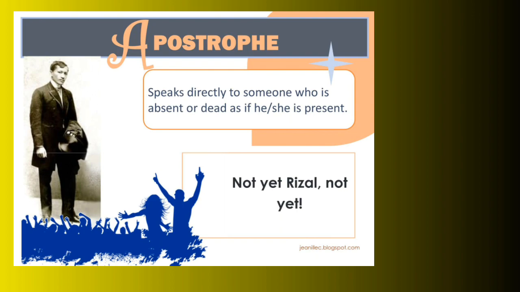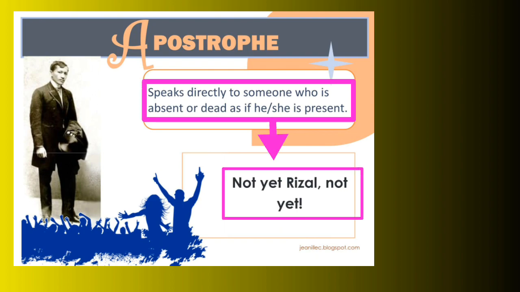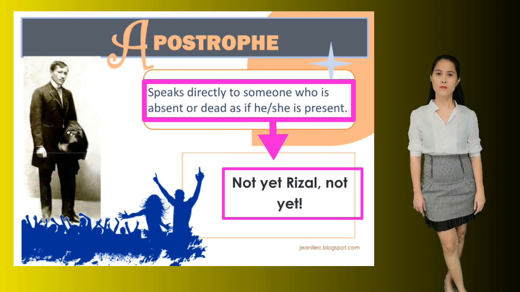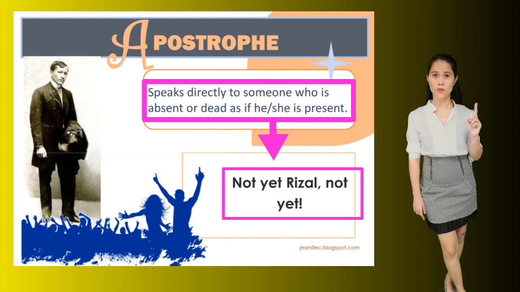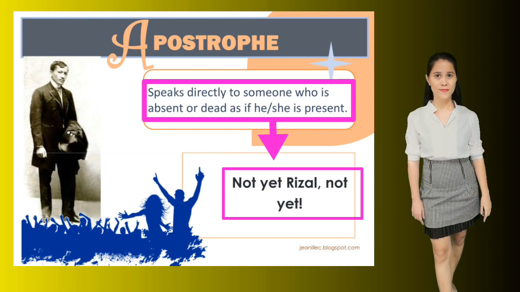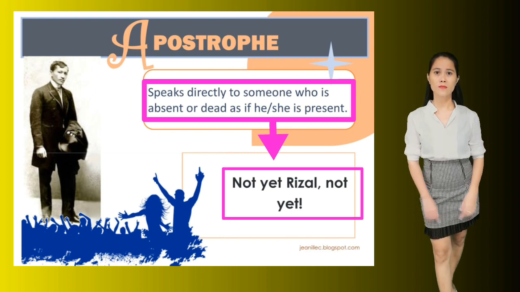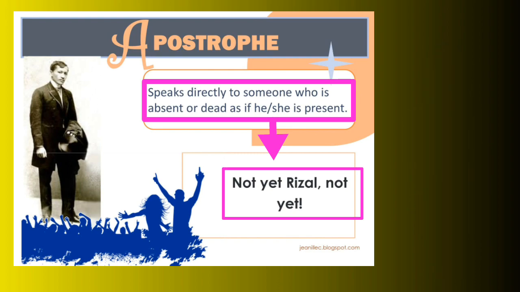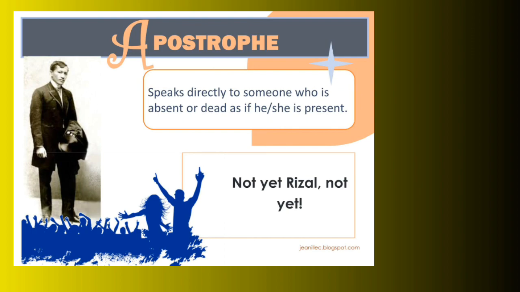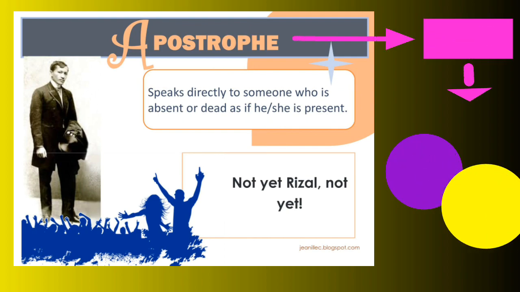Apostrophe speaks directly to someone who is absent or dead as if he or she is present. Not yet resolved, not yet. Like the allusion, you could make an effective apostrophe if you are well versed in history, culture, and literature. However, this one is simpler than allusion because you only need to address that historically or culturally significant someone as if he or she is in front of you.